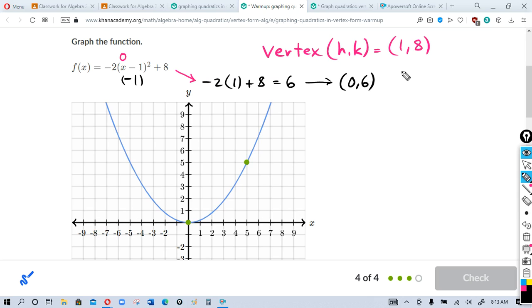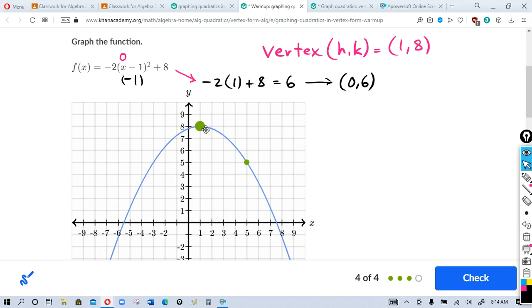Now that we have 2 points, we can draw it. Okay, vertex, go to x equals 1, y equals 8. Here's the vertex here, x equals 1, y equals 8. And for the intercept, 0 comma 6. Go to x equals 0 and y equals 6. Okay, x equals 0, y equals 6. That's it. And just to make sure, this parabola, you can see it opens down.